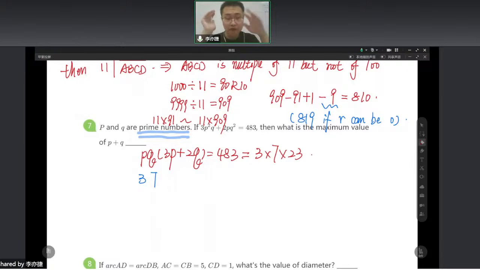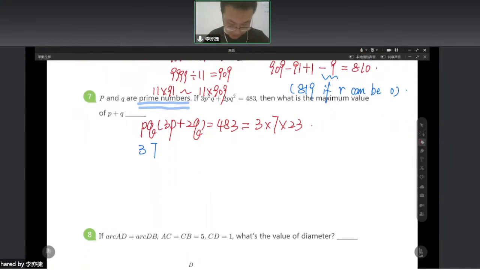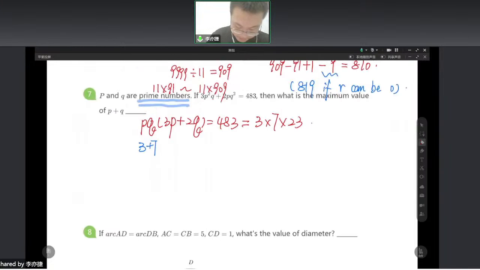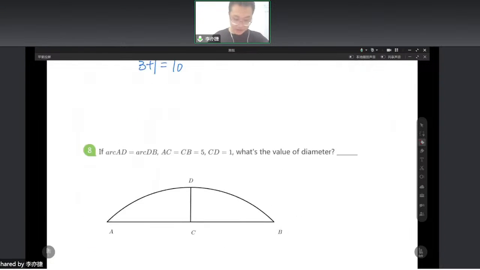If p and q are not necessarily prime numbers, there is another answer, which is p equal to 1, or q equal to 1. Let me check. Yeah, I believe there is another answer, with 1 being involved. But never mind. So the answer is 10. The only solution is 3 plus 7, which is 10. No other ways. Okay, this is an easy one.